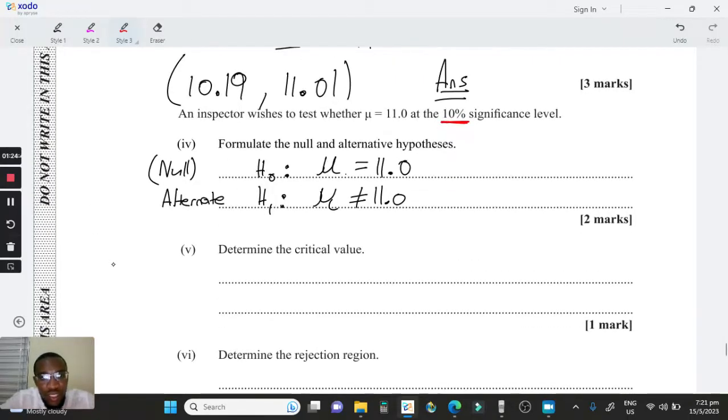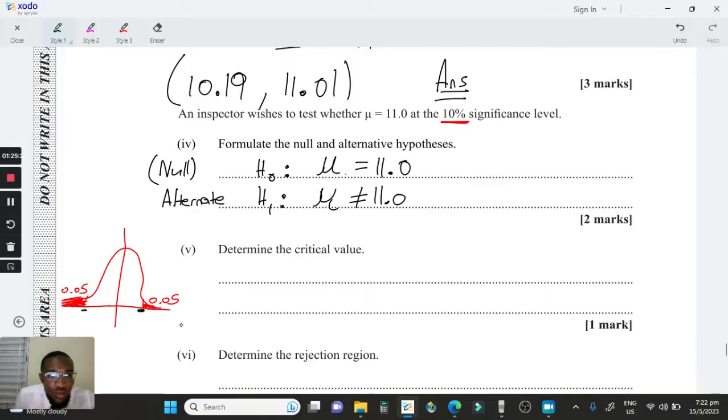Now, we need to determine our critical value at 10% significance level. Because it's a two-tail test, at 10% significance level, this is what we have. This is what we call our rejection region, anything outside there, and these two shaded areas add up to 10%. This is 0.05, this is 0.05. We need to find this value. That's our critical value. This Z value right here is our critical value.